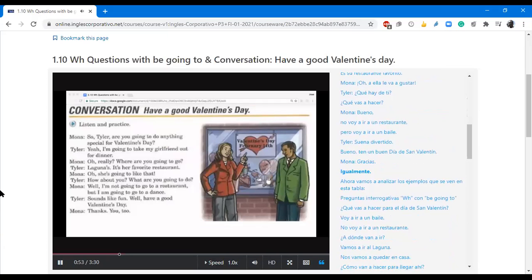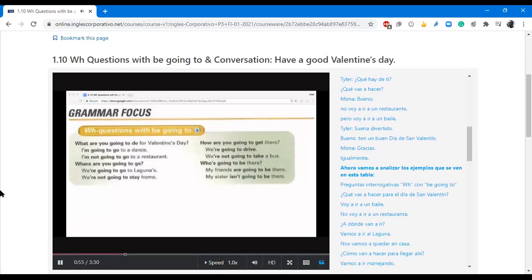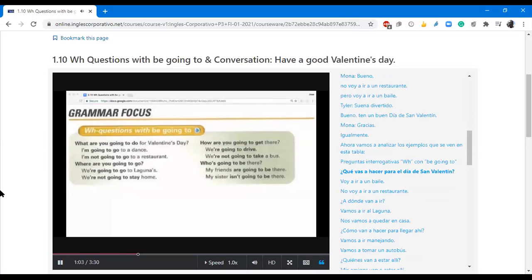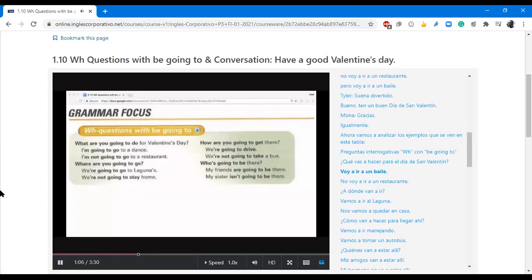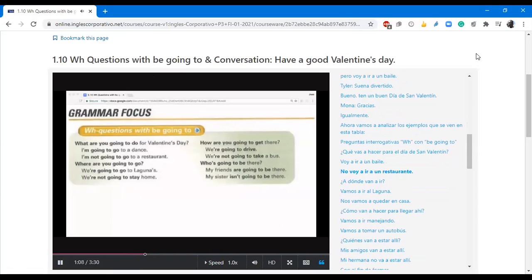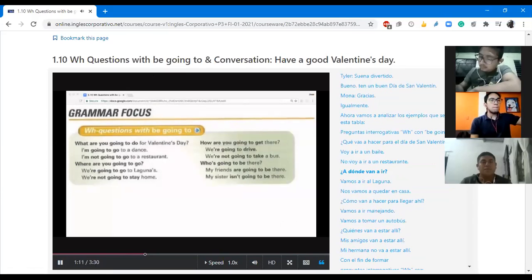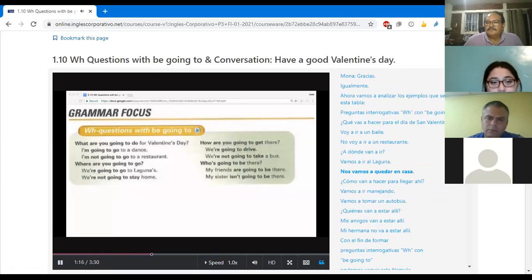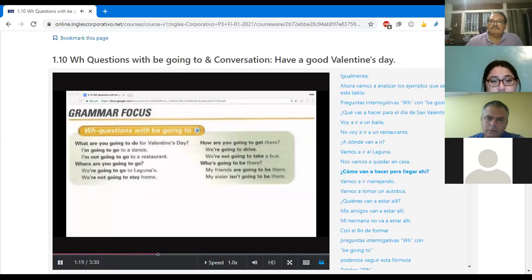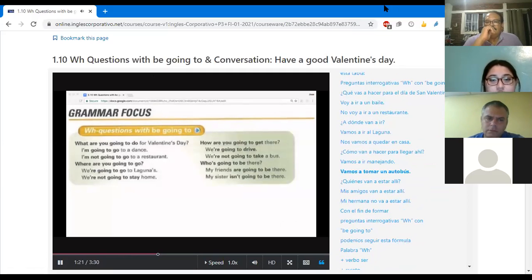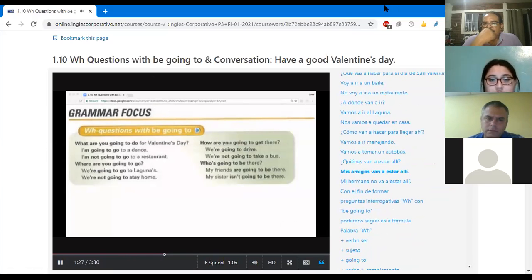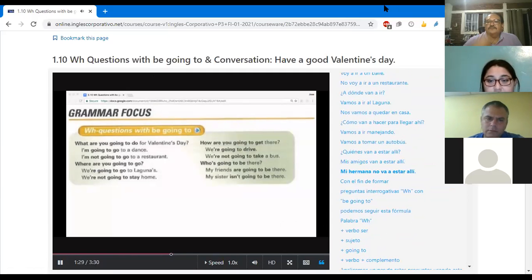Thanks. You too. Now let's analyze the examples that you see on this chart. WH questions with be going to. What are you going to do for Valentine's Day? I'm going to go to a dance. I'm not going to go to a restaurant. Where are you going to go? We're going to go to Laguna's. We're not going to stay home. How are you going to get there? We're going to drive. We're not going to take a bus. Who's going to be there? My friends are going to be there. My sister isn't going to be there.